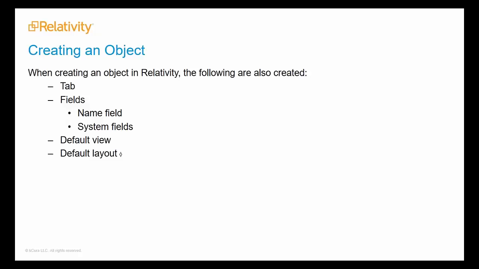Now, does everyone know what views and layouts are? You can raise your hand if you need further explanation. Okay, well, a view is a customizable list of items in Relativity from which a user can sort and filter to locate specific items. A layout is a web-based coding form that gives reviewers access to view and edit document fields and complete specific tasks in a review.